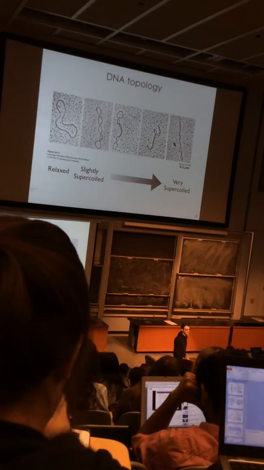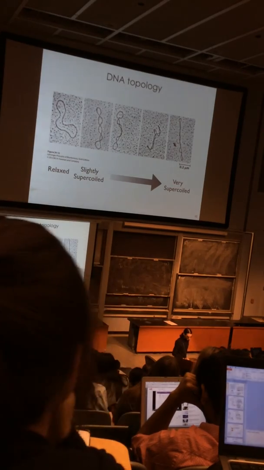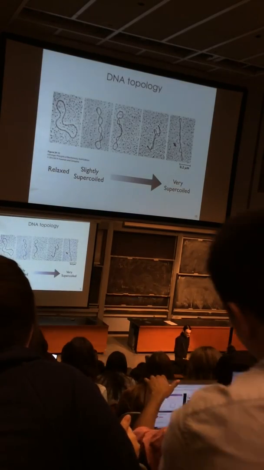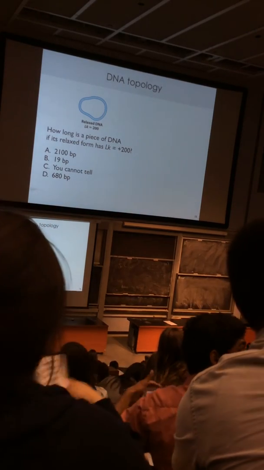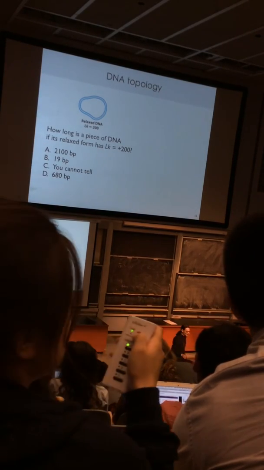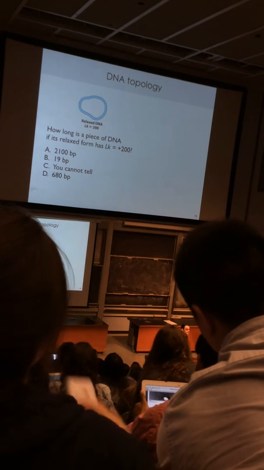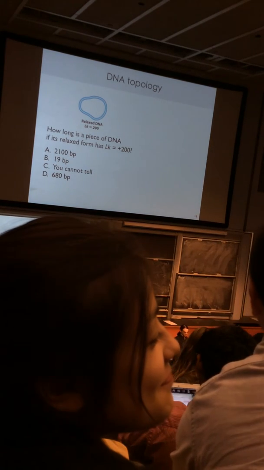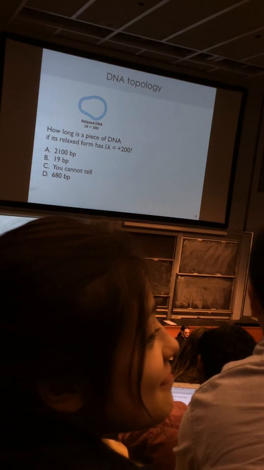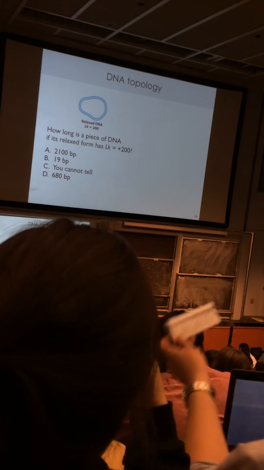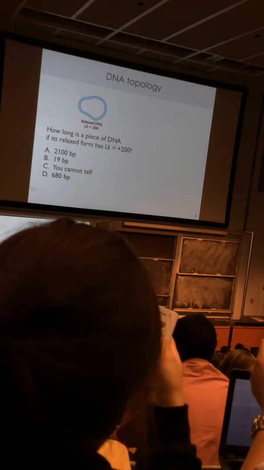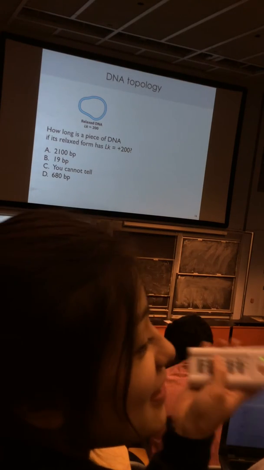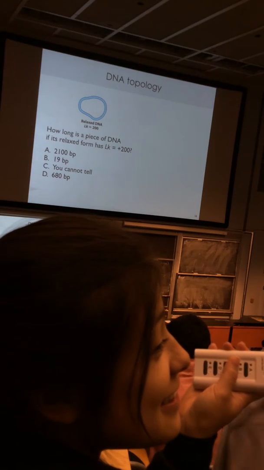So I'd like to ask an i-clicker question, which is basically about this relaxed circular piece of DNA, and the question is how long is a relaxed circular piece of DNA if its linking number in relaxed form is given. You have a minute to talk amongst yourselves about this.